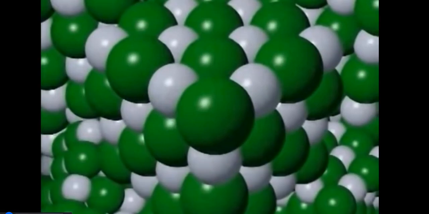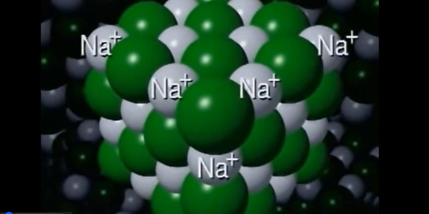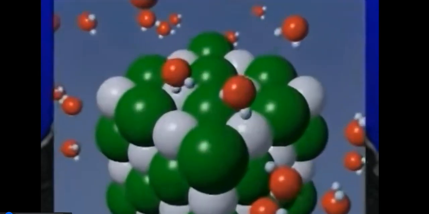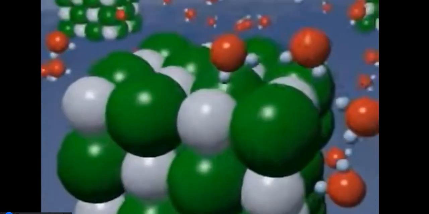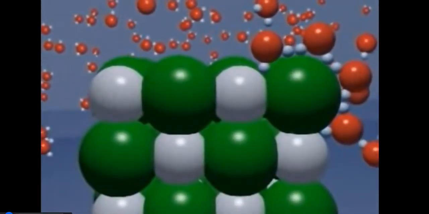Sodium chloride crystals are held together by attractive forces between the positively charged sodium and negatively charged chloride ions. When a crystal of sodium chloride is placed into water, the hydrogen ends of polar water molecules attract the negatively charged chloride ions and gradually surround them.